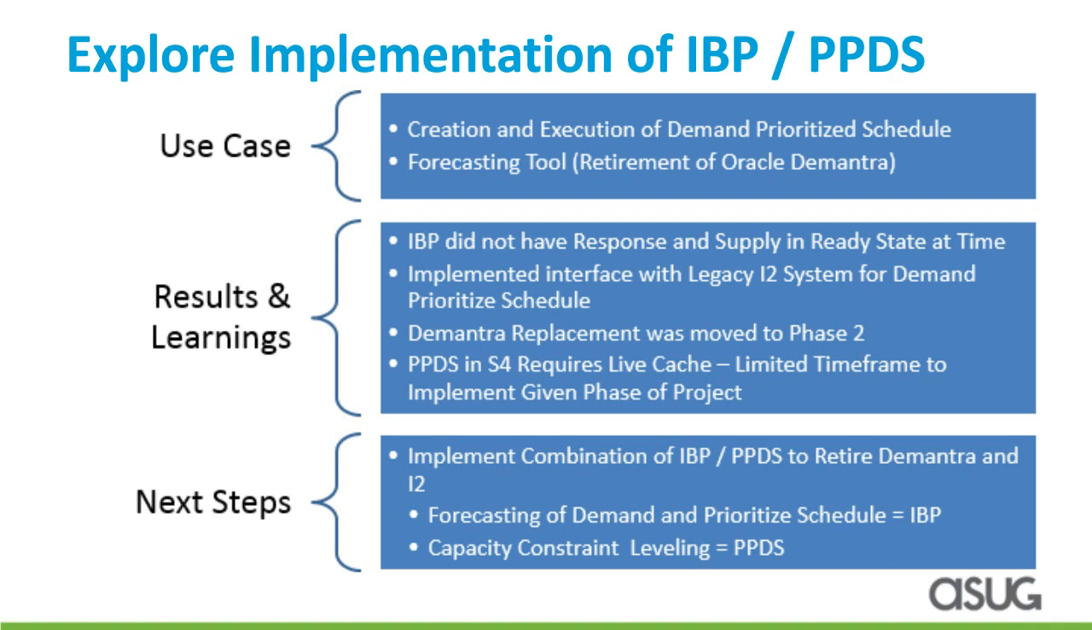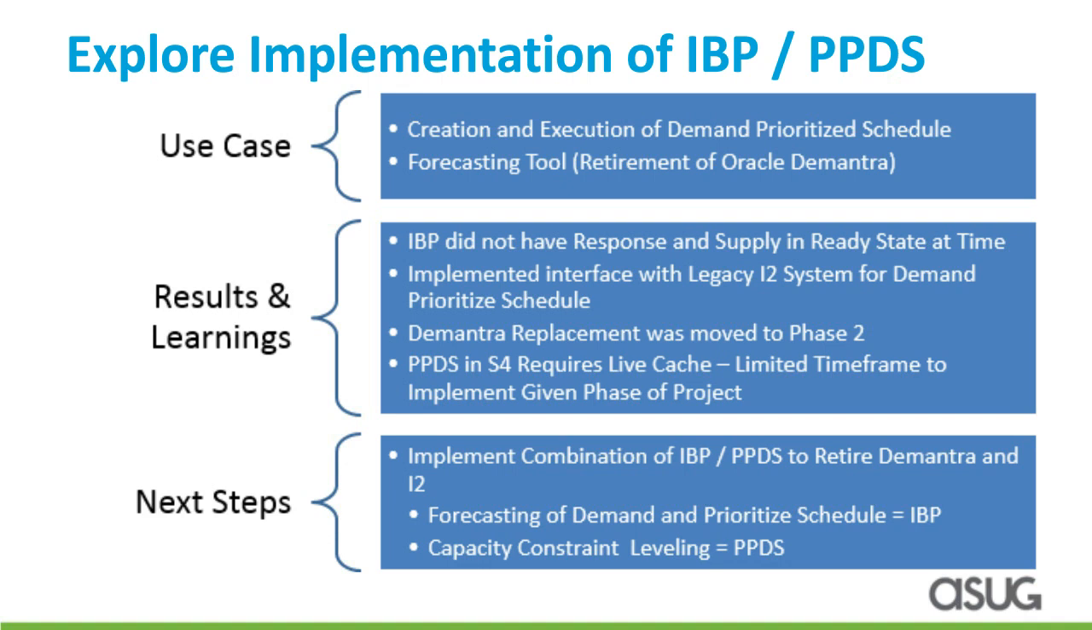Okay. Next, IBP and PPDS. So we did not implement IBP in phase one. We did not implement PPDS in phase one. The reason was, again, back to Tony's earlier comment of risk reduction. The reason that we did not implement PPDS in phase one was very simple. We had a tool that Delta was very, very comfortable with that managed their capacity, that was their legacy system. Because of that and risk reduction, we decided not to implement PPDS in our phase one.